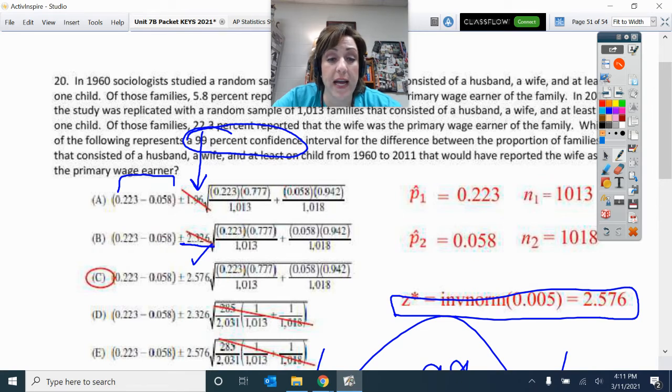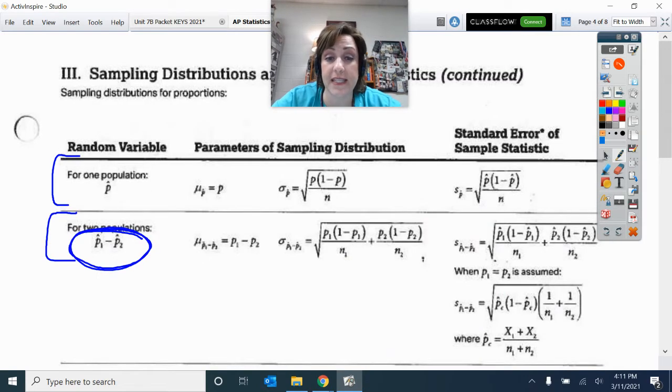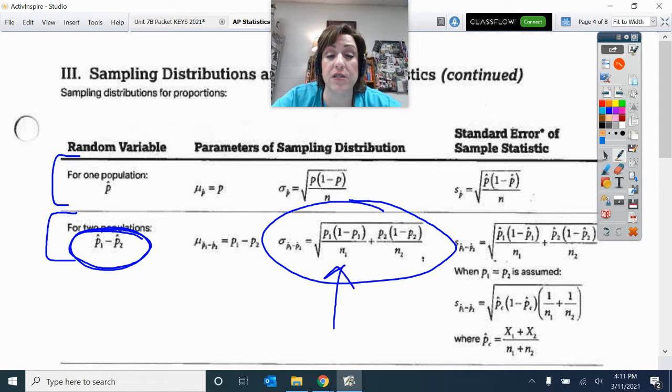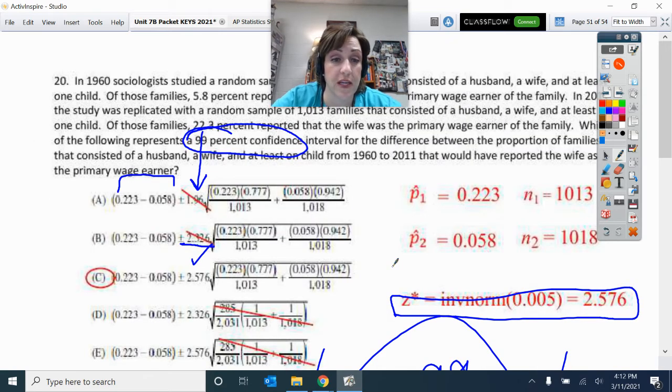Okay, and then FYI, what's inside the standard deviation is coming from here, where we have the successes, failures, and sample size for group 1, and the successes, failures, and sample size for group 2. And that's what this shows here.